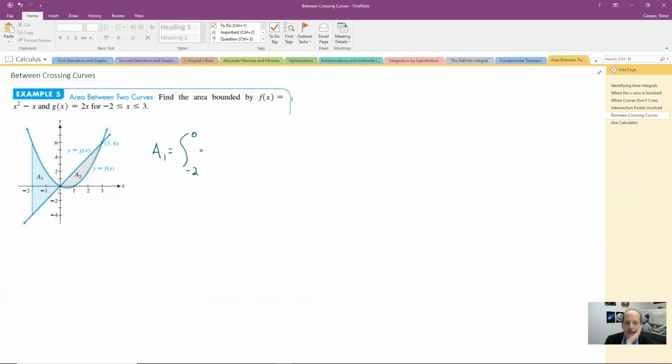And that's going to be from F minus G. And then A2 is going to be from 0 to 3. But this time it'll be G minus F because G is on top during that interval. Okay, so let's just go ahead and calculate A1 and A2.